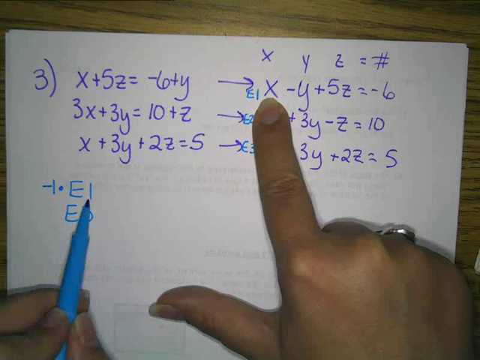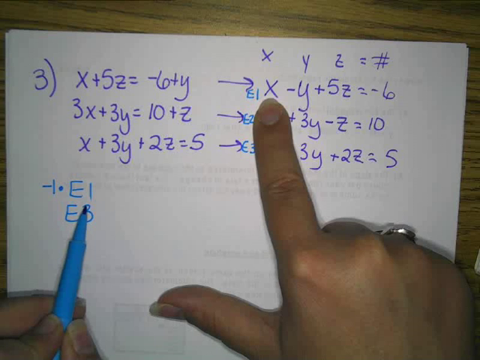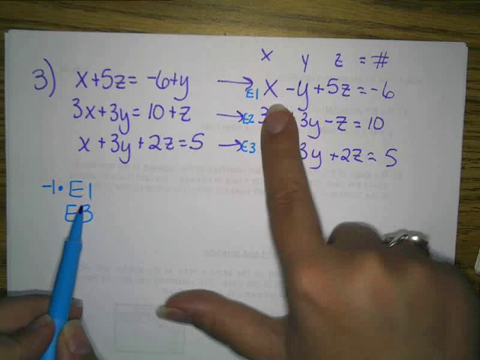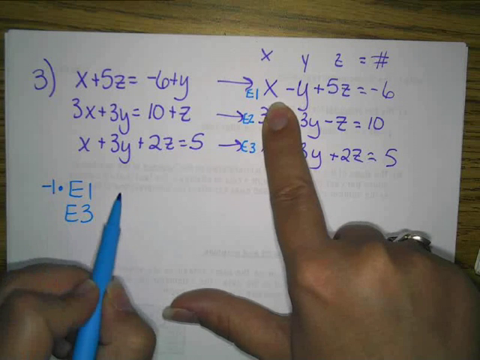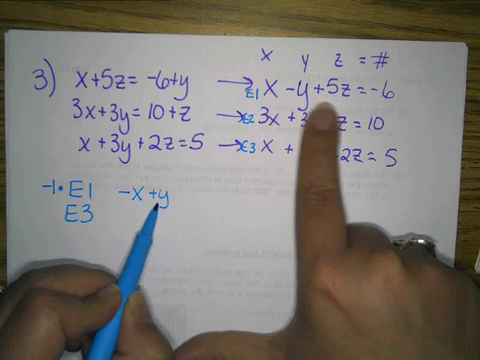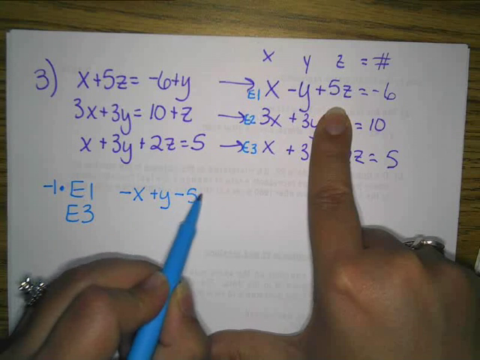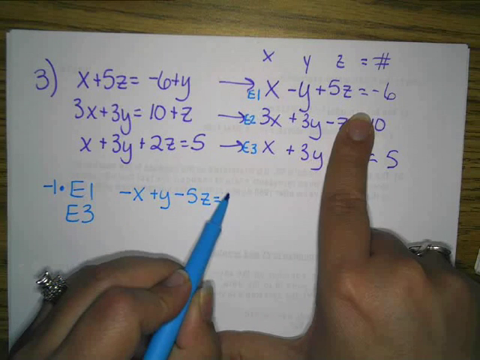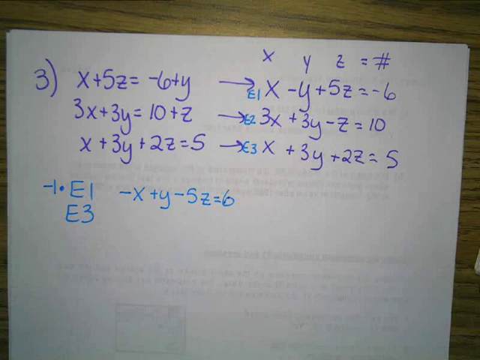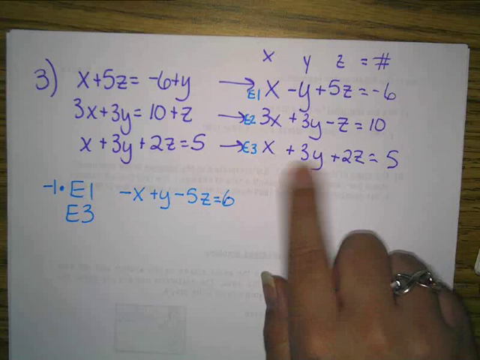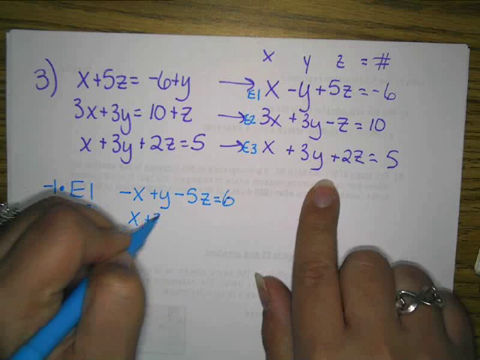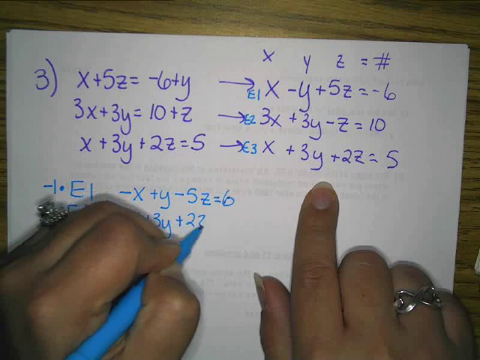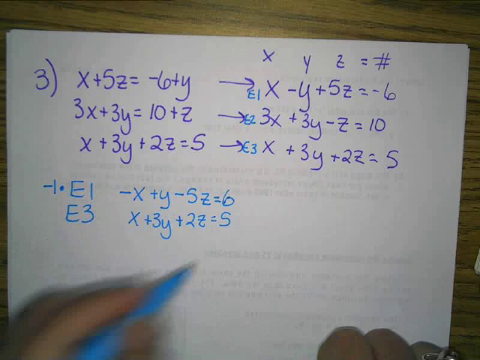So here's where you're telling yourself and me what you're doing, and now here's where you're going to do it. So I'm going to multiply by a negative. So I have negative x, positive y, minus 5z equals positive 6. Okay? And now E3, we're just going to leave the way it is. X, so you just recopy. Again, pause it if you need to.